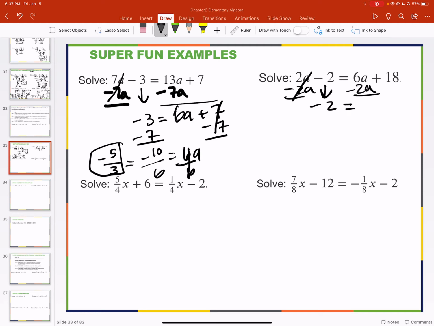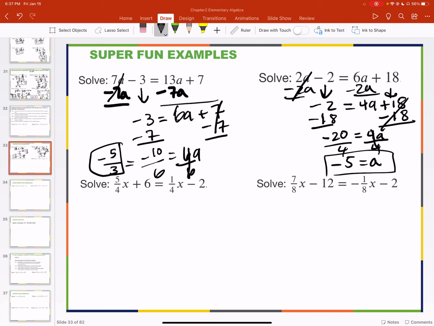Okay, so I bring this down, 6A minus 2A is 4A. Bring down the 18, that's plus 18. So now I subtract the 18 from both sides. And I get 4A on the right-hand side. And negative 2 minus 18 is negative 20. So now to solve for A, I divide by 4. And I get A is equal to negative 5. Okay, or negative 5 is equal to A.